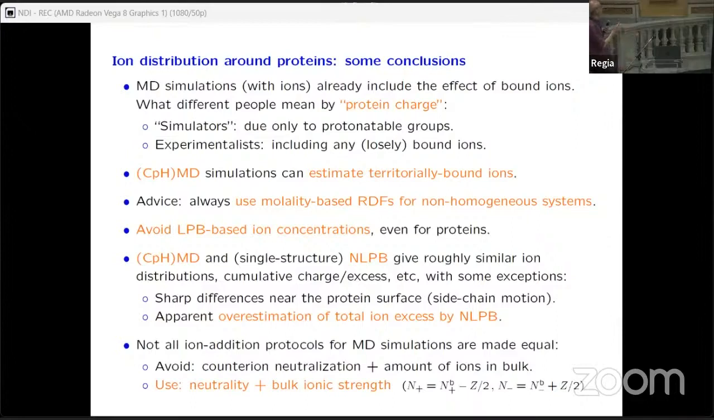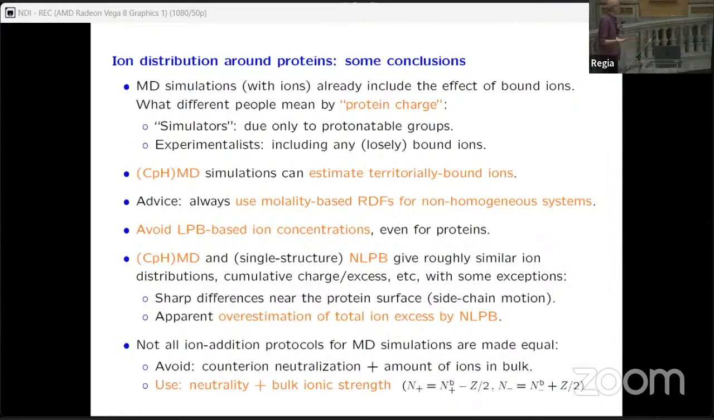So the MD and the nonlinear form gave very similar results in most of the quantities that we computed. Of course, there are some differences at the surface, which are to be expected. But the thing that stands out most is this asymptotic value for the ion excess values, which for some reason that I don't understand is always overestimated. They always have higher values than the half charge rule. And I couldn't understand why that would be.